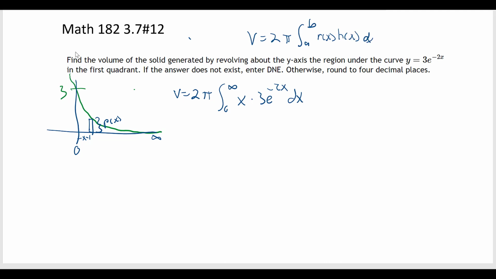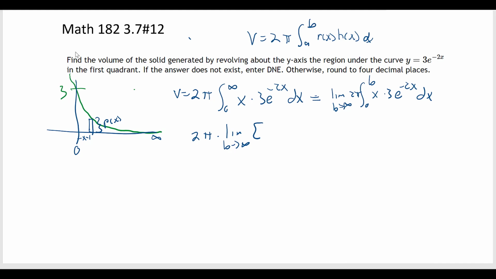So there's my setup. Now, because of this infinity, we have to say the limit as b goes to infinity of the integral from 0 to b of, I forgot my 2 pi, x times 3e to the negative 2x dx. And this really isn't bad. I mean, just pulling that 2 pi out, 2 pi times the limit as b goes to infinity of, and this integrates.